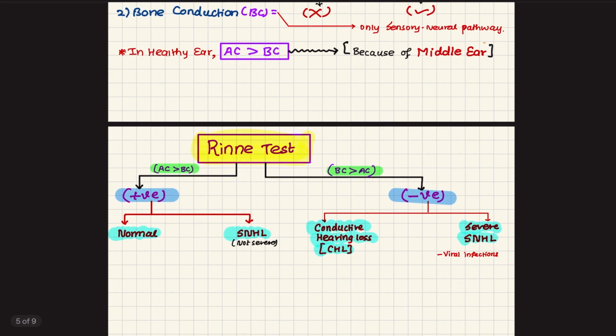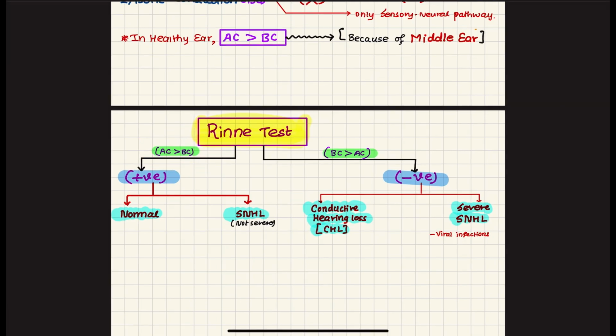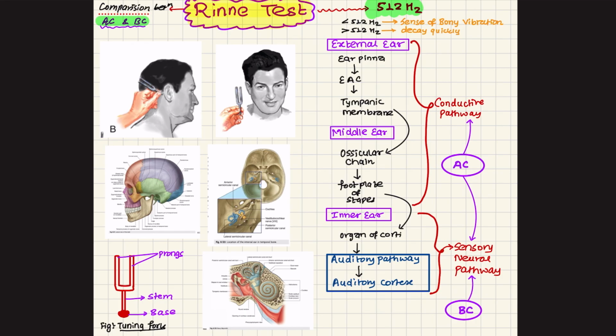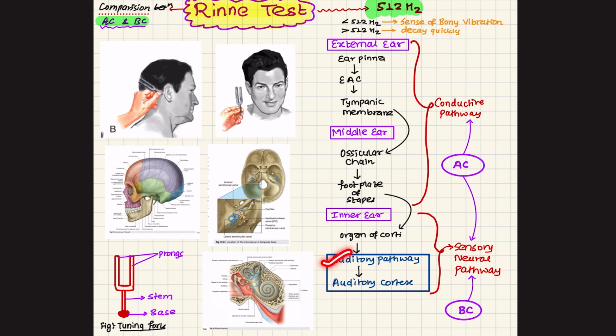So in Rinne's test, two conditions can arise. One, air conduction greater than bony conduction, and another is bony conduction greater than air conduction. Normally air conduction is greater than bony conduction. Okay, fine. But even if there is sensory neural hearing loss, then also Rinne's test can be positive. But how? Suppose a patient has sensory neural hearing loss, but it is not so severe that this pathway is completely blocked. It is working but not perfectly working.